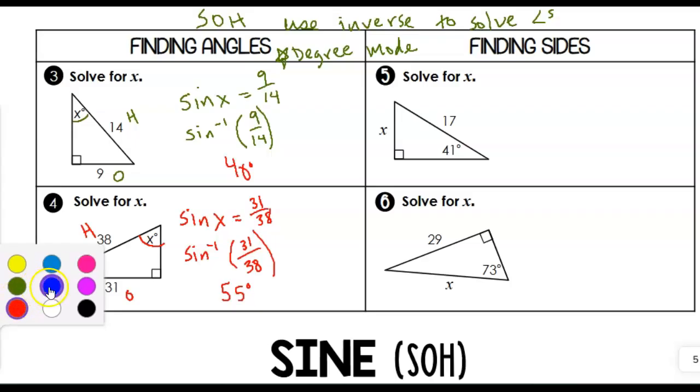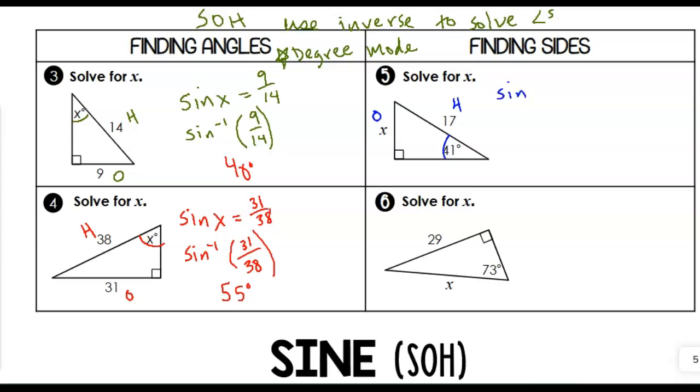Example number 5, we're going to be solving for sides this time. We still start with our reference angle, which in this case is 41. We still label our sides. X is opposite, 17 is our hypotenuse. We still use the trig functions SOHCAHTOA to figure out which one to use. Because it's opposite hypotenuse, it's sine. The reference angle is still always written after the trig function. And we have x over 17 because it's opposite over hypotenuse.